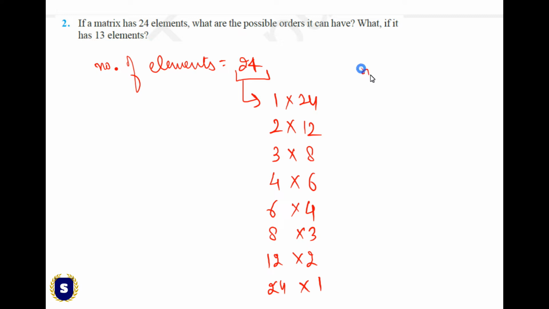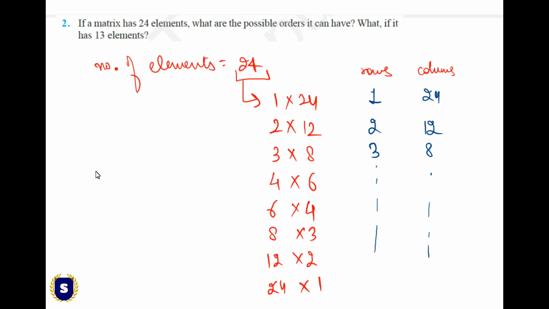So this is rows and this is columns. So for first one we have 1 row, 24 columns. For second one we have 2 rows, whereas 12 columns. Then 3 rows, 8 columns, and so on. Okay, these are the possible orders we can have for the given matrix.